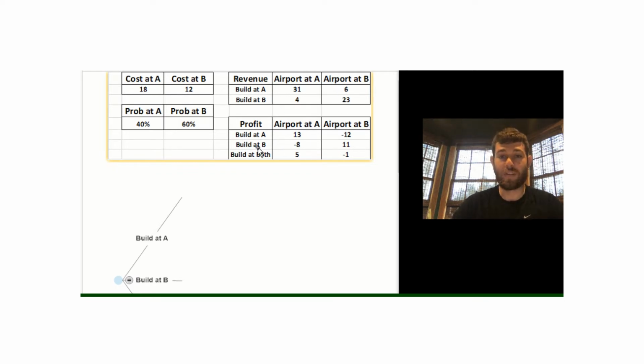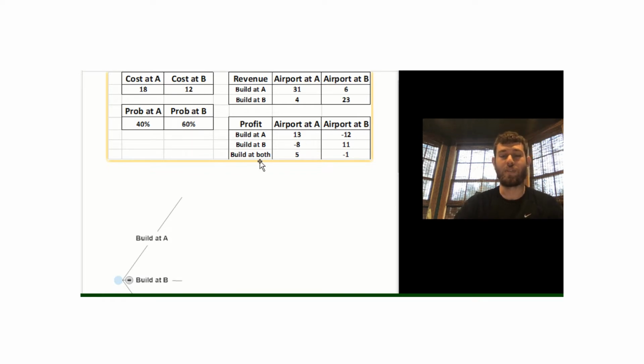So the third chart I have here is the profit. For example, if we built it at A and it was built at A, we make 31 million revenue, but we have to remember to take out the cost, and the cost of building at A is 18. So 31 minus 18 is the 13 million in profit we made. Just as if we were to build it at B and the airport is at A, that's 4 million. And the cost at B is 12. So we only made 4, but we spent 12. 4 minus 12 is negative 8, and so on.